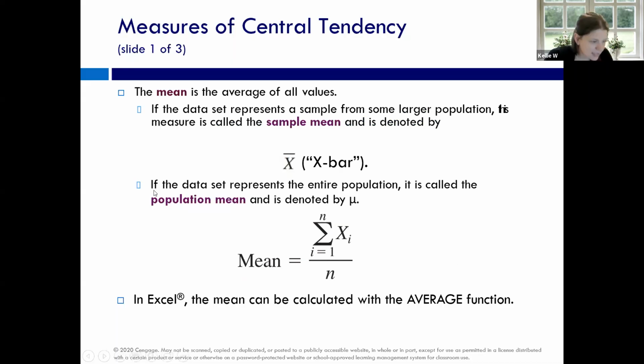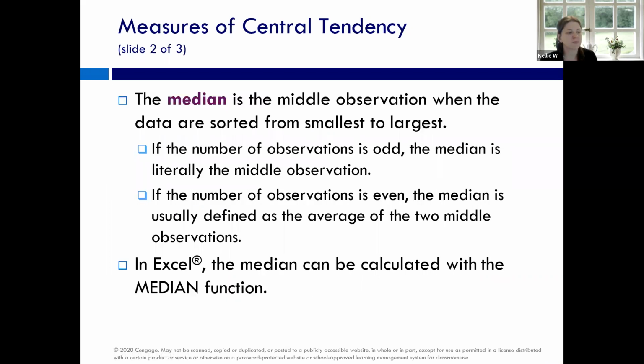The text goes into what these things mean. The mean is just the average. That's the mathematical formula for it. I believe most of you are familiar with the concept of an average. It's just the sum of all the values divided by the number of values. So in Excel, we use the average function. We just say equals average and select the data set that we want to calculate the average of. The median is the middle observation.